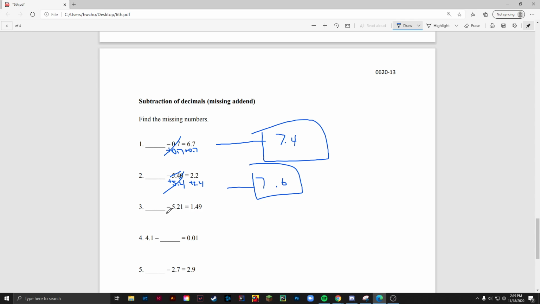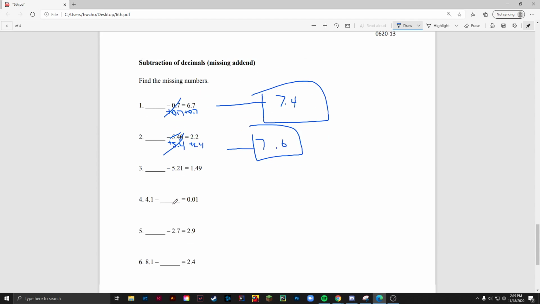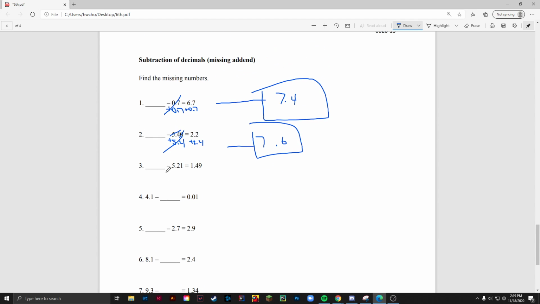so number 3 is going to be also addition, adding just 5.21 to both sides, 2, 1 to both sides. That's going to be 0, 7, 6, 6.70. There's your answer.